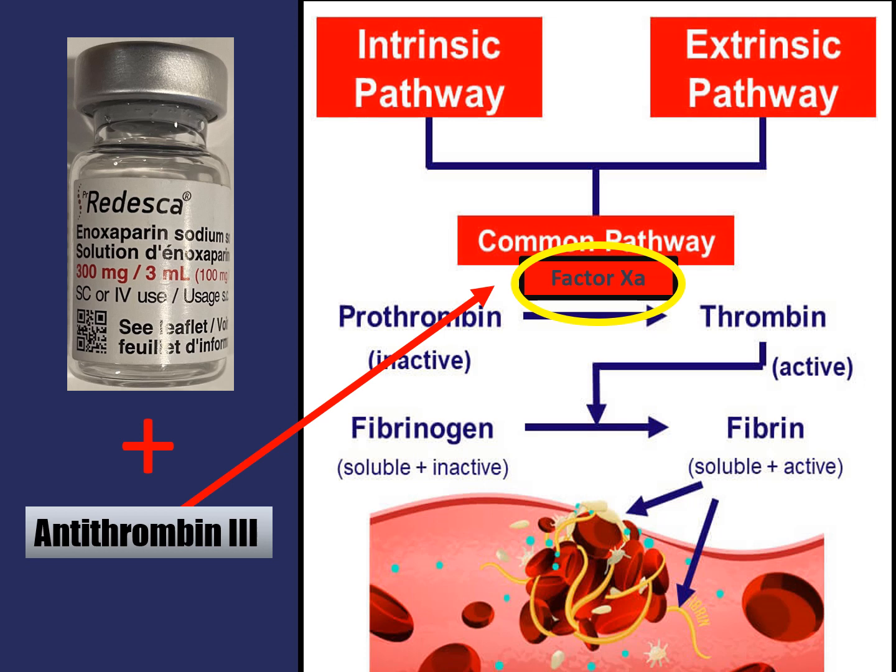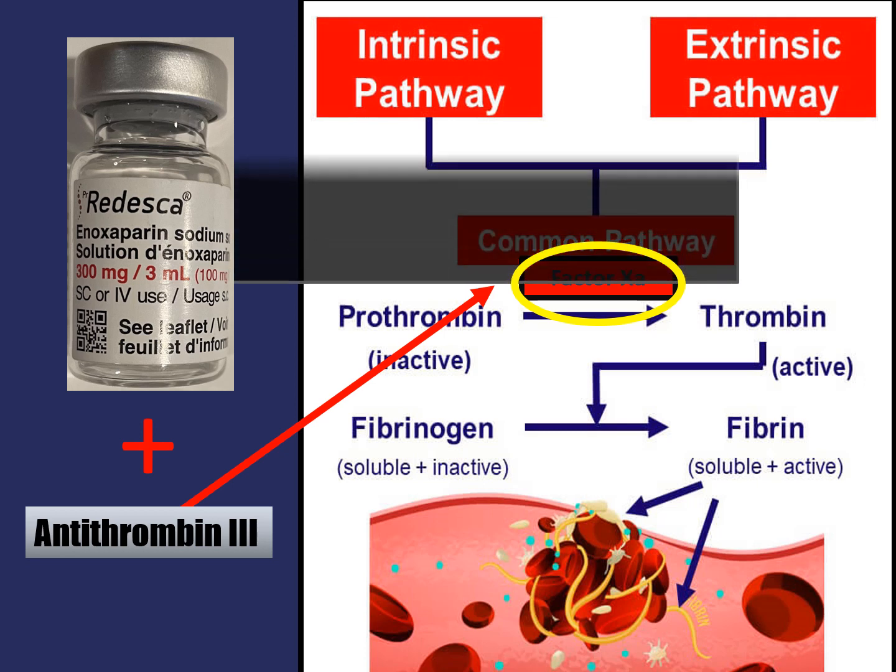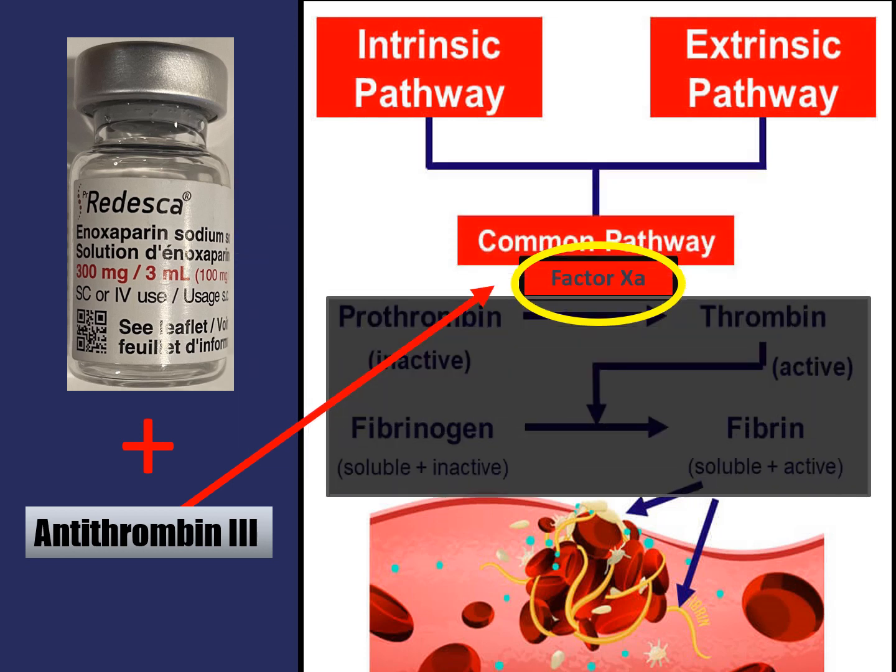Enoxaparin is introduced and it binds to and potentiates antithrombin 3, and it becomes more powerful, and together they form a complex that inactivates the factor 10A. We no longer have the clot formation, and it prevents the current occlusion from getting bigger. We do not administer enoxaparin if the patient is a candidate for TNK.